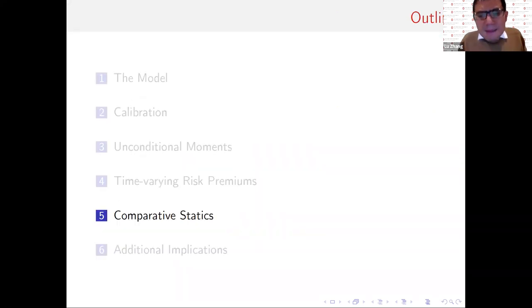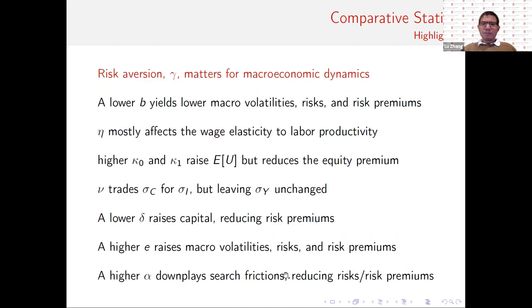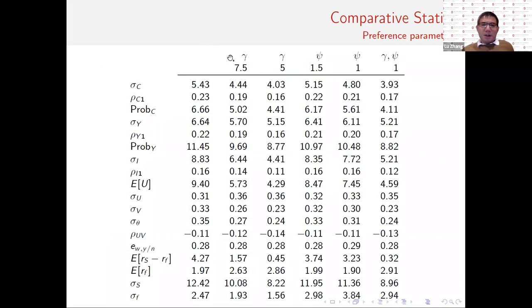All right, so let me get to comparative statics. The headline result in this section is that the Tallarini separation result fails, breaks down, in the sense that risk aversion matters big time for macroeconomic dynamics. So we have the table here. The first column is the benchmark calibration, in which gamma equals 10.